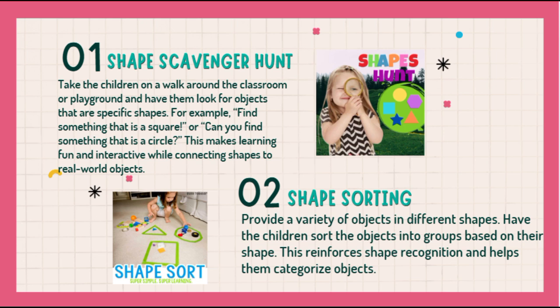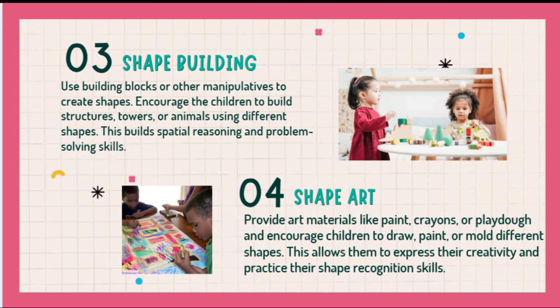Second, shape sorting. Provide a variety of objects in different shapes. Have the children sort the objects into groups based on their shape. This reinforces shape recognition and helps them categorize objects. Third, shape building. Use building blocks or other manipulatives to create shapes. Encourage the children to build structures, towers, or animals using different shapes. This builds spatial reasoning and problem-solving skills.